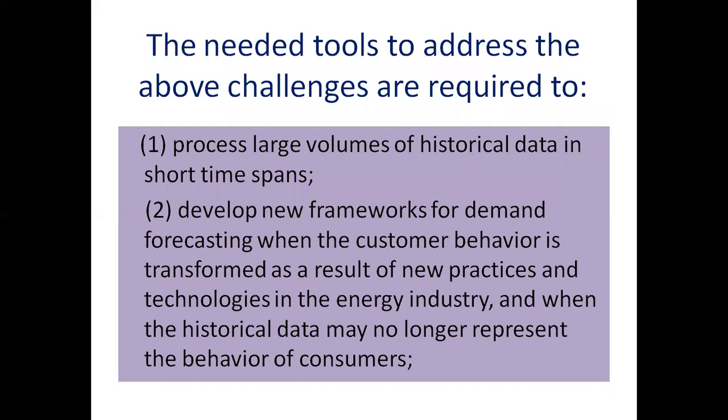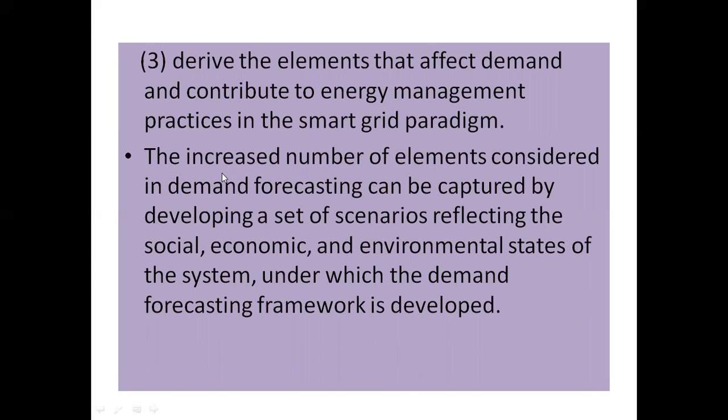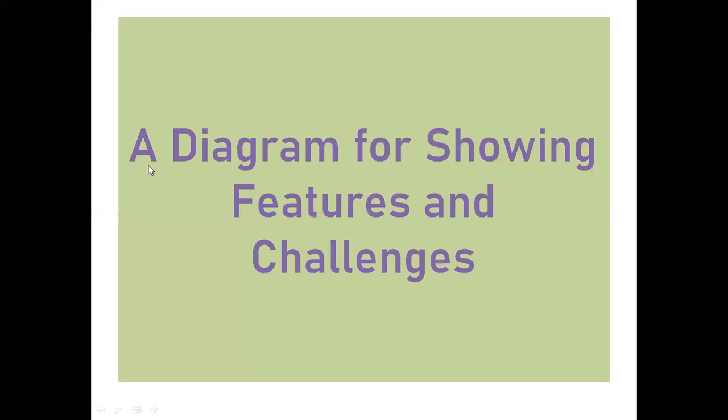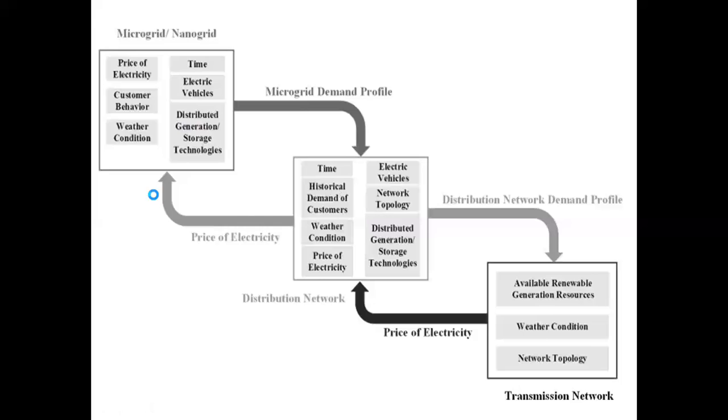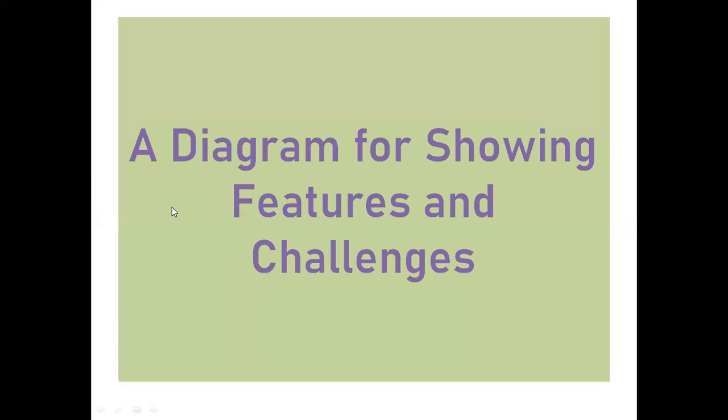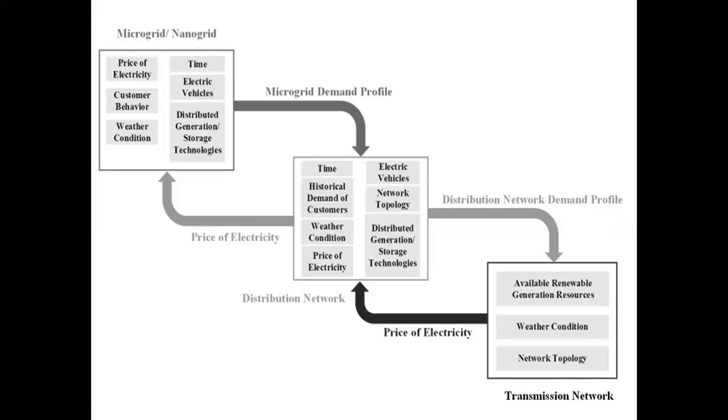Well, coming to a look at my slides. I'll show the earlier slides, and this is a diagram for showing features and challenges. This is a small pictorial representation. Here we can see the three boxes named microgrid or nanogrid, macrogrid demand profile, and distribution network demand profile, transmission network, price of electricity, distribution network, and price of electricity, which is the first box.